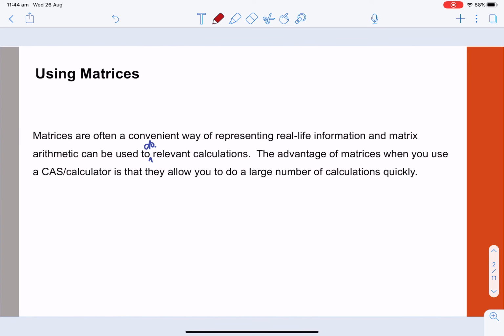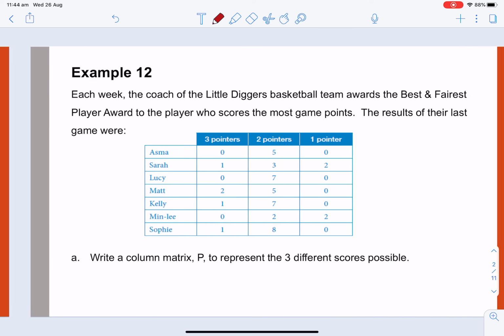Using matrices. Matrices are often a convenient way of representing real-life information, and matrix arithmetic can be used to do relevant calculations. The advantage of matrices when you use a CAS calculator is that they allow you to do a large number of calculations quickly. Yes, it is possible to do it all without your calculator, but it makes it so much easier if you use one.